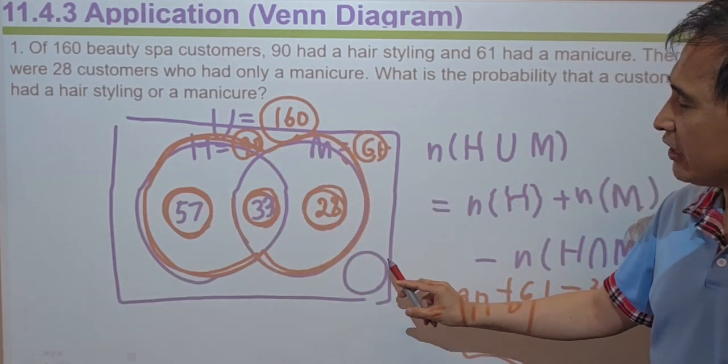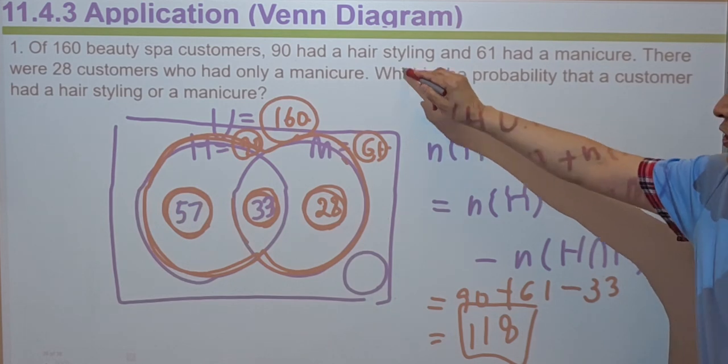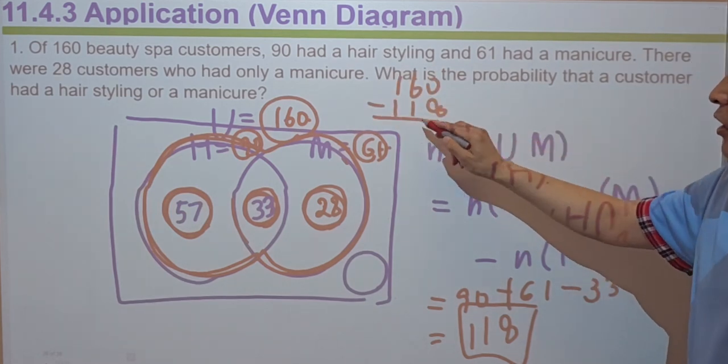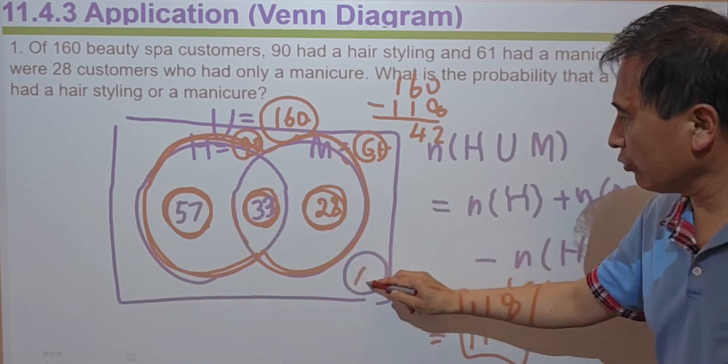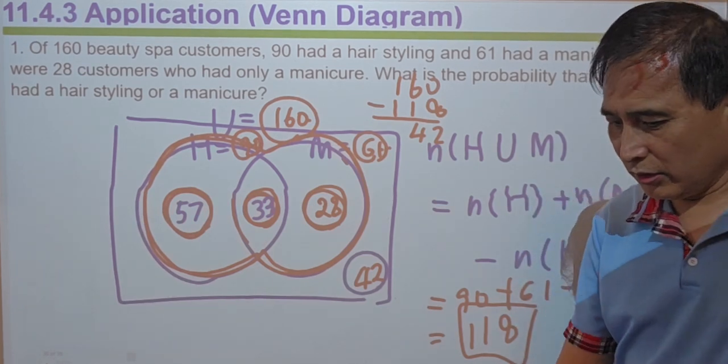That means the outside, neither, is 160 minus that. So 160 minus 118, that's 42. That's 42 right there, who had neither a manicure nor a hairstyle. So you can do it with a Venn diagram, and then you can do it easily this way.